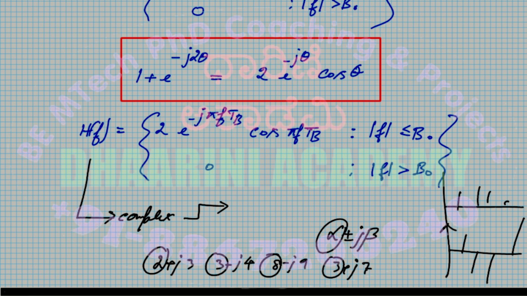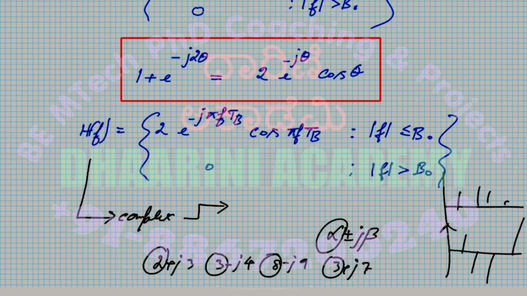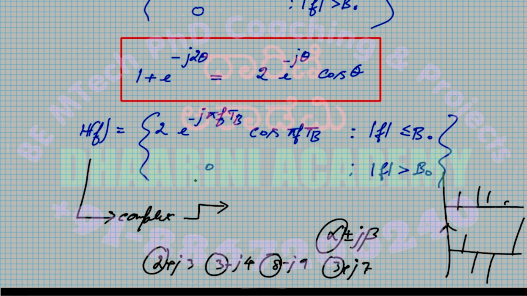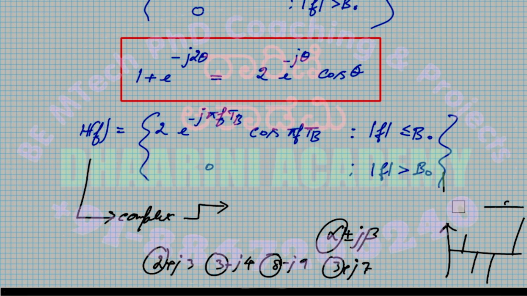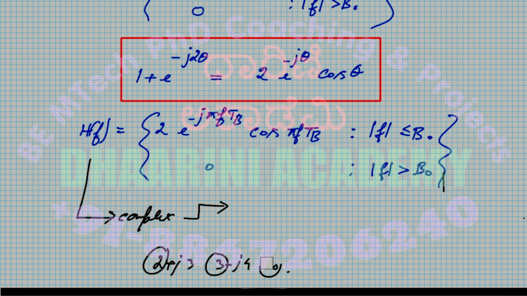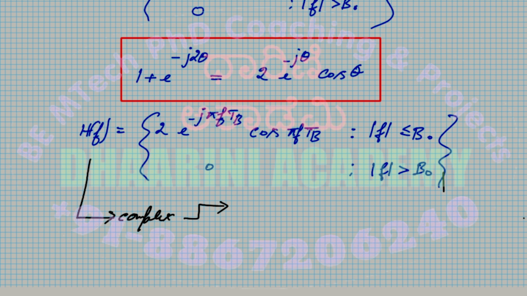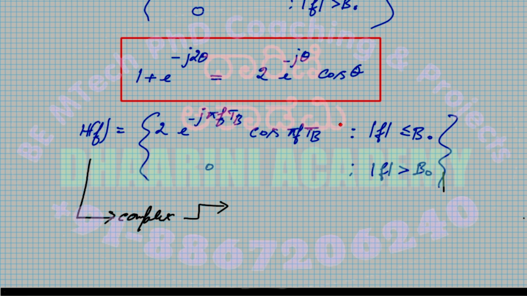I don't have any other option, because 2 plus j3 cannot be pointed out on a single axis. So one option is to plot the real of whatever H of f, and a separate plot for the imaginary of H of f. This notation is not capable of doing that because it is not in the a plus jb form. This is in some other form.